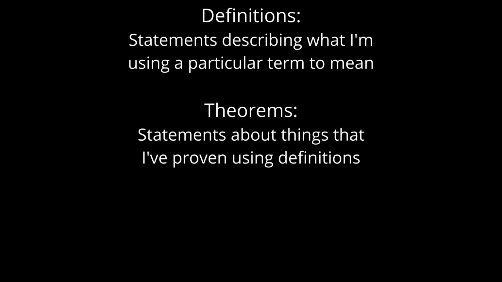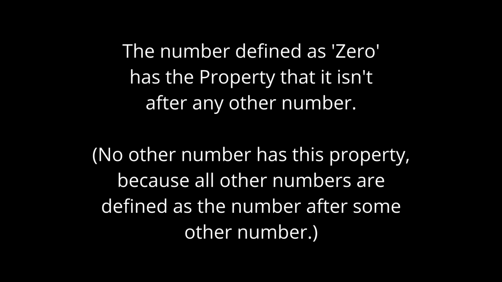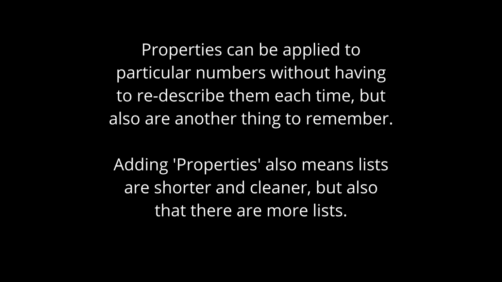One more idea is coming to me. Maybe I could have a third type of statement, one that's kind of a subcategory of theorem, called a property. I could say that the number 0 has the property that it isn't after any other number, and tie that statement to the definition of 0 in some way. I'm not sure if this is a good idea or not. It sort of addresses the problem in this case, but I would imagine that there's lots of times that it doesn't help or even makes things worse.